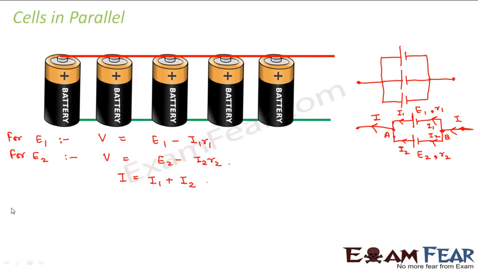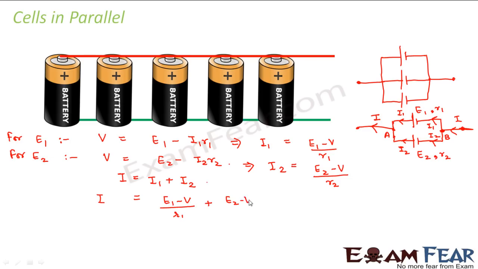Right? So now, what do we see from here? From the first expression, we get I1 is equal to (E1 minus V) divided by R1. And from the next expression, we get I2 is equal to (E2 minus V) divided by R2. Right? So in this expression, we will put the values of I1 and I2. So I will be equal to (E1 minus V) by R1 plus (E2 minus V) by R2. So this can be written as E1 by R1 plus E2 by R2 minus V into (1 by R1 plus 1 by R2). So this is the expression for current.